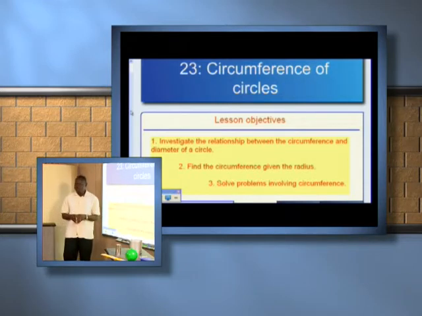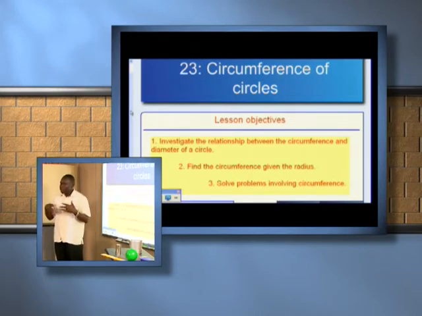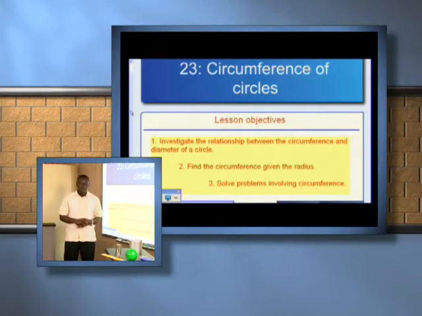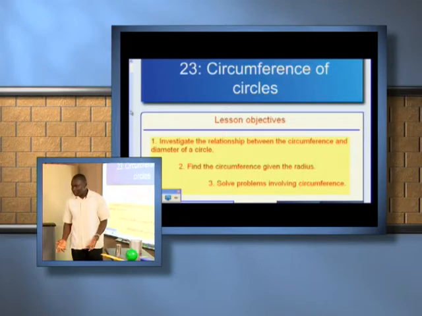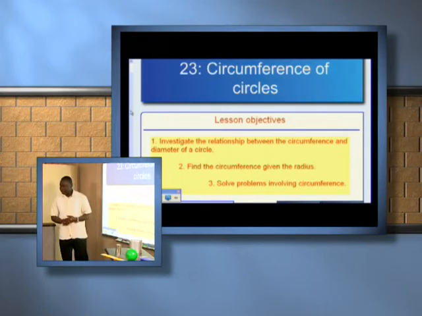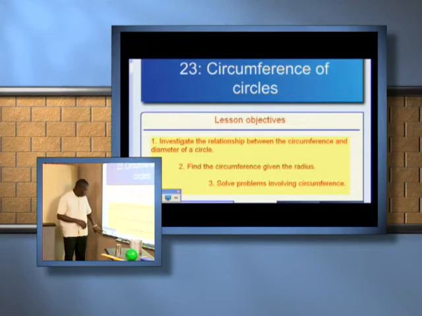Now in this lesson, we will be investigating circumference. Then we will be trying to find the circumference given a radius of a circle or a sphere or a cylinder. And we will also be solving problems involving circumference. Good? Are we ready to go? Yes, sir. All right, me too.